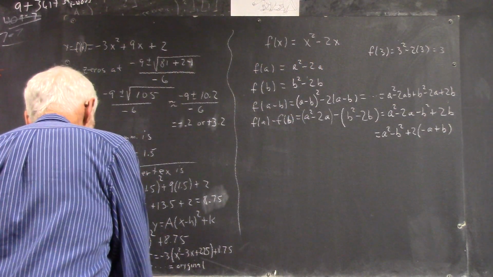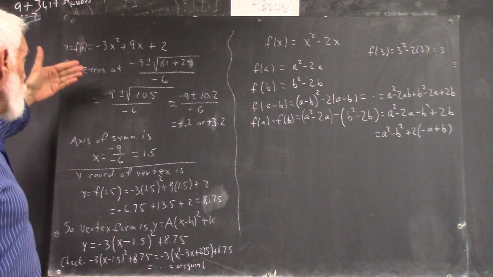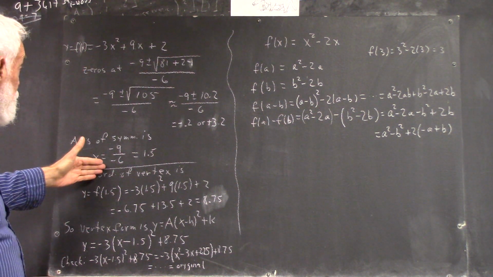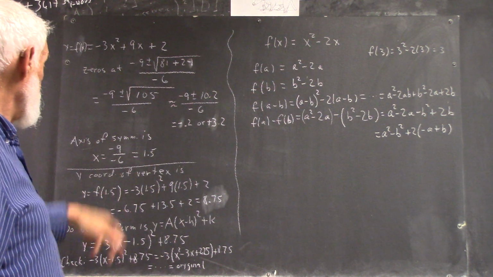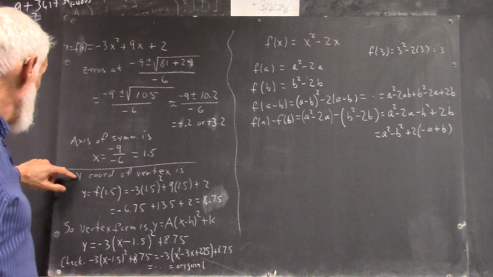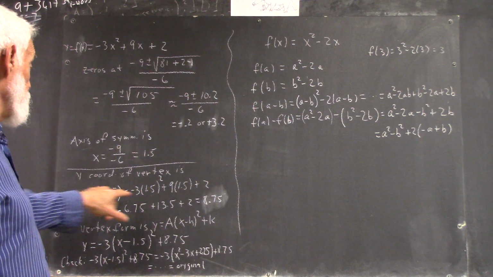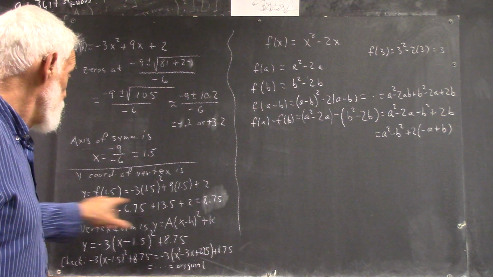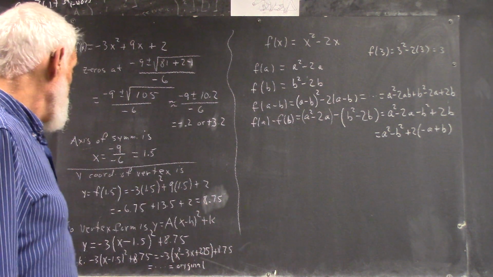Then we went ahead and did this example. We did the usual thing to find the axis of symmetry. The quadratic formula gives us the zeros and the axis of symmetry. Then we plug the coordinate of the axis of symmetry in here, and we get the y-coordinate of the vertex.